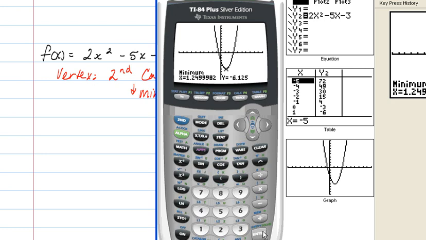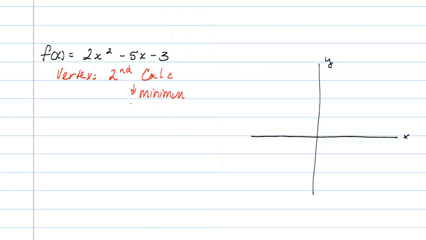Notice what it is here. 1.24 with a string of 9s. Really, the answer should be 1.25. We need to interpret that. So I would suggest just staying as close to the vertex as you can, to the left and the right, to get the more accurate value. So I would interpret this as 1.25, negative 6.125.